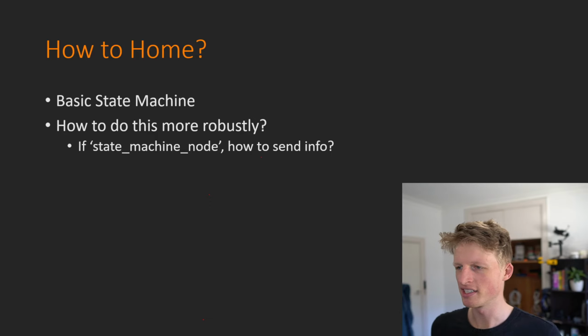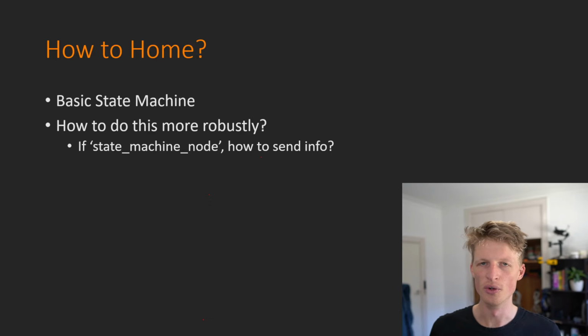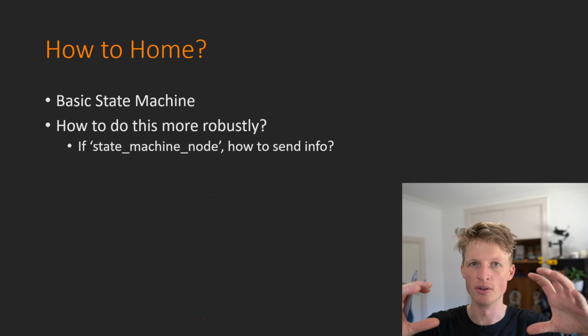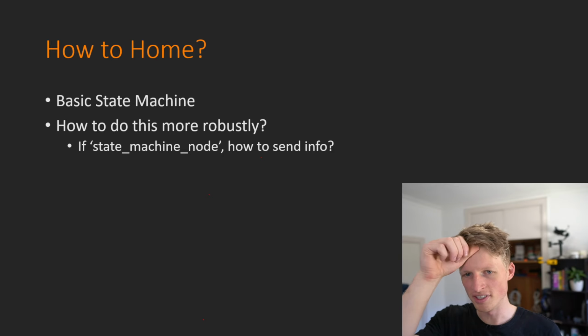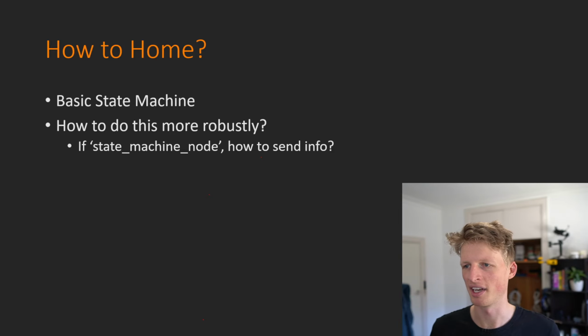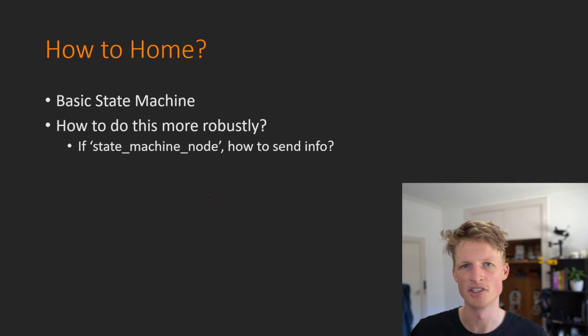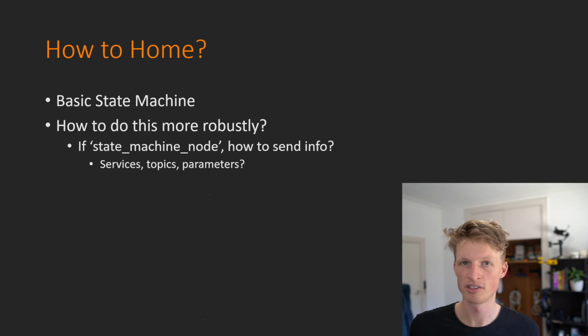I've seen some people suggest having a state machine node, a full proper node that just keeps track of the state of the robot. I've pondered this for quite some time, but I can't think of how to efficiently send the information to the other nodes. Do I use a service? Do I use a topic? Do I use parameters? I don't know.